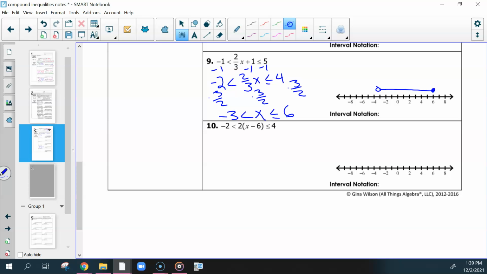If you wanted to see exactly where they overlap, you could redraw this. X is greater than -3, if I'm reading right to left, would be an open circle to the right. X is less than or equal to 6 would be a closed circle to the left. And we can see where they overlap. The interval notation for that one would start at -3 and is open, and would end at 6, but is closed.